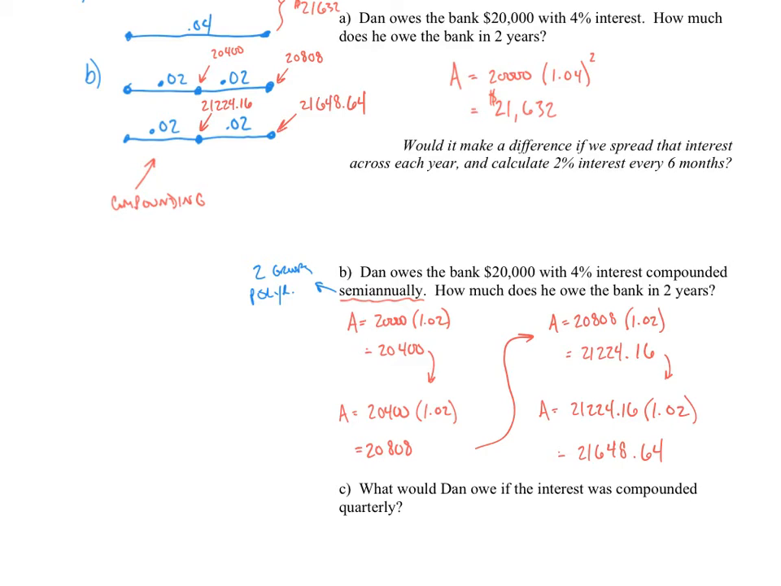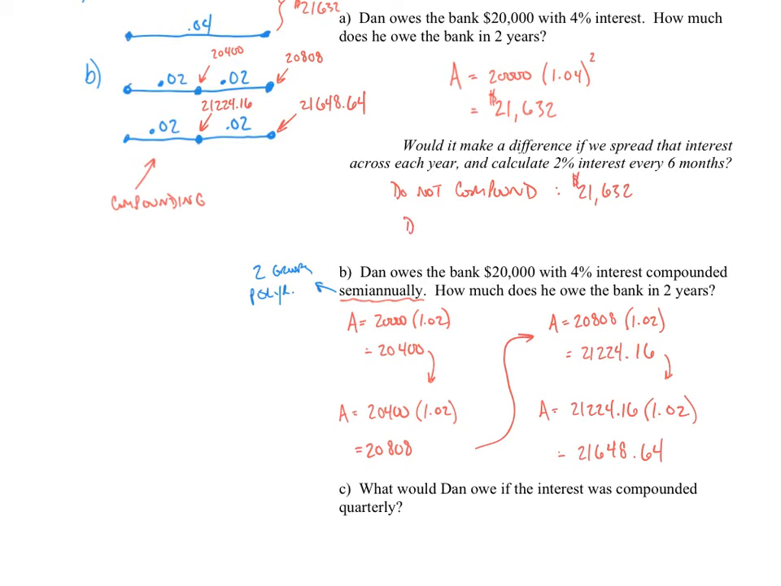Okay, so now we can answer this question. Would it make a difference if we spread that interest rate across each year? Well, if we do not compound, Dan ends up owing $21,632 at the end of 2 years.